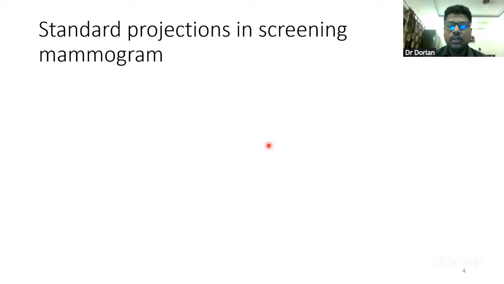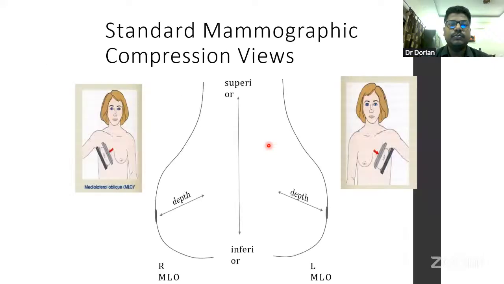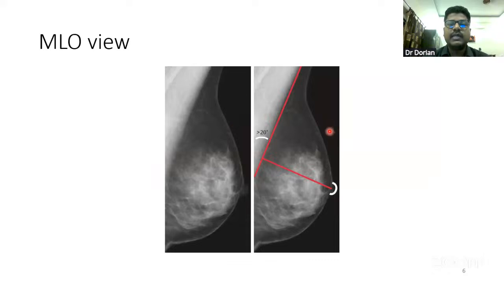So what are the two views in a screening mammogram? Mediolateral oblique view and craniocaudal view. Mammograms can sometimes be asked as an image-based question, so I'm going to discuss two slides regarding each view. This is the mediolateral oblique view. The name MLO implies that the X-rays are projected from the medial side of the breast, and the film cassette is kept on the lateral side. This is a classical mediolateral oblique view of the left breast.